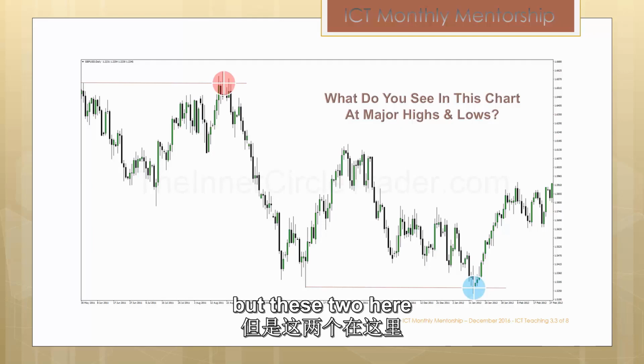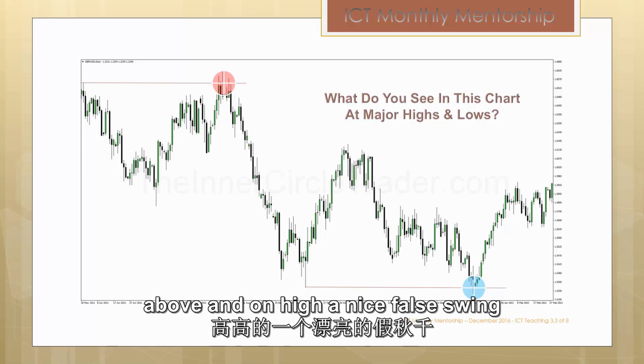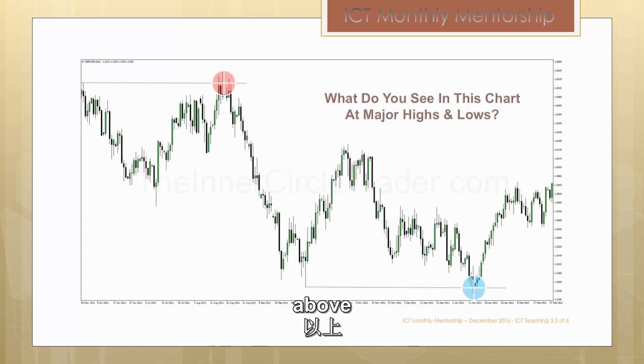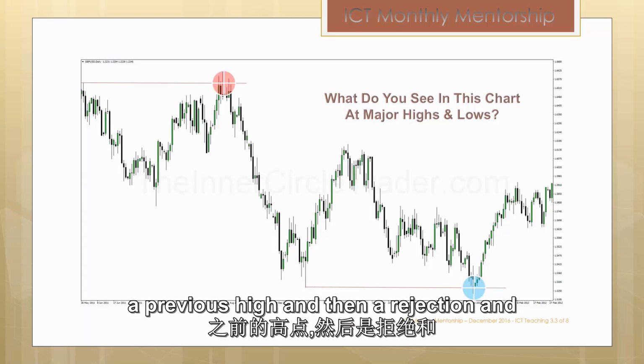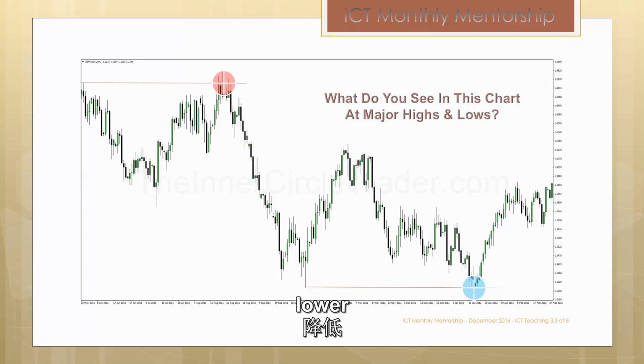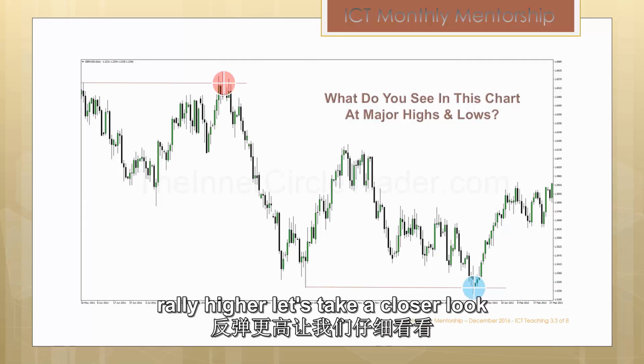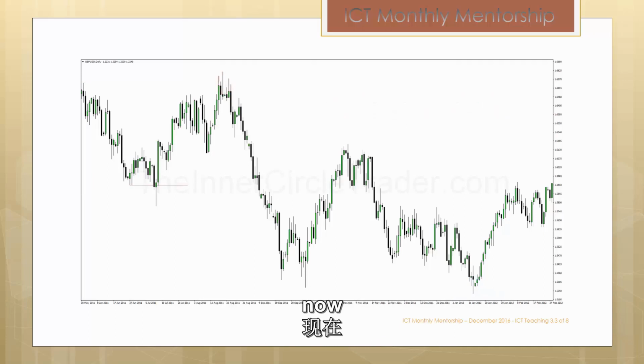But these two here are the two majors. Okay, so you have two major false breaks above an old high, a nice false swing above a previous high, and then a rejection and a subsequent significant price swing lower. And then we have a false break below an old low, and we have a nice significant price rally higher. But let's take a closer look now.